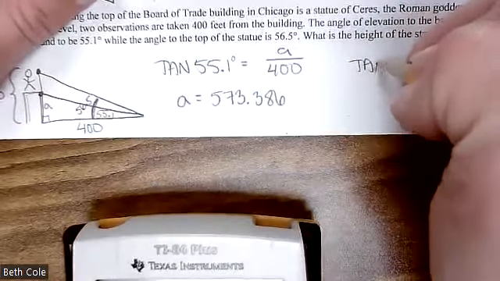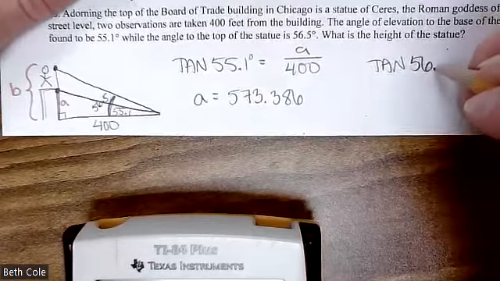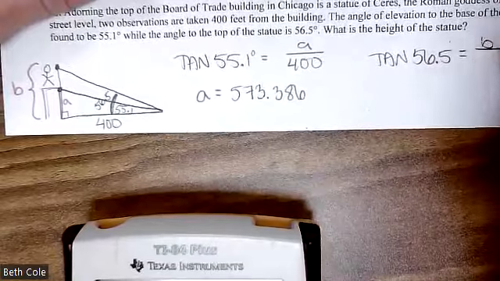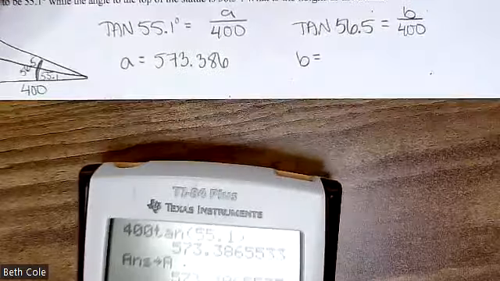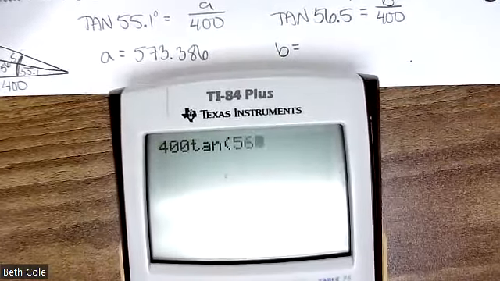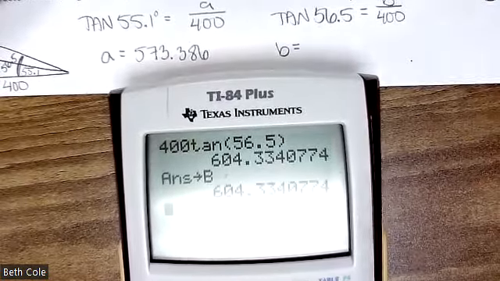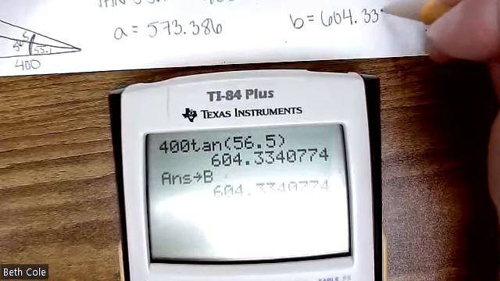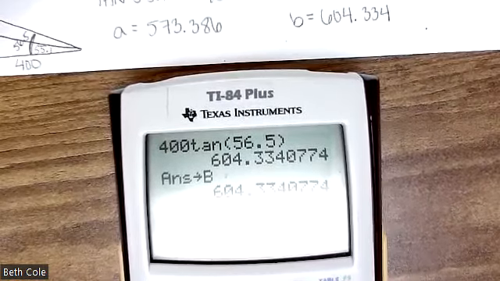It would be tangent of what this time? 56.5 equals what over what? B over 400. You're going to type that in, store it as B. You can clear all this out. And I got 604 and some change.